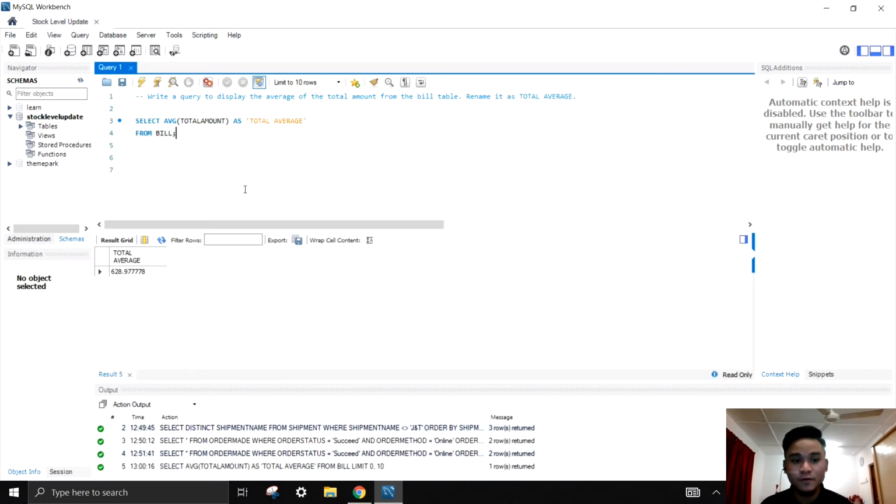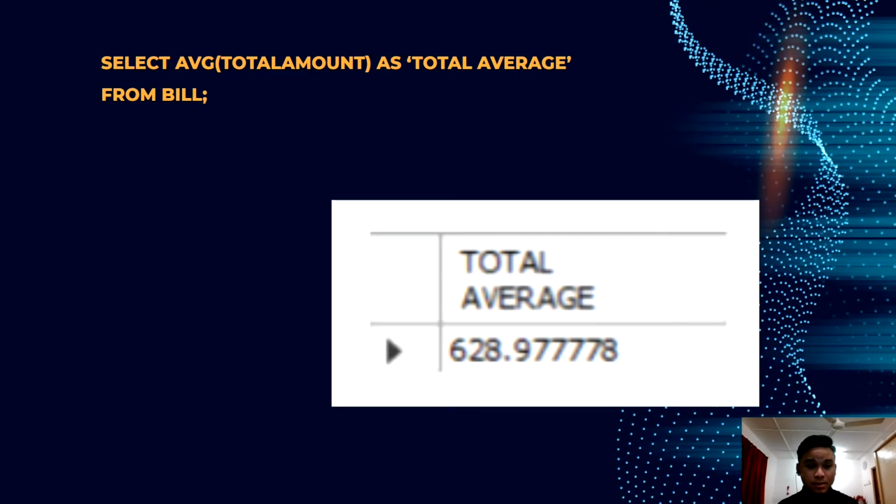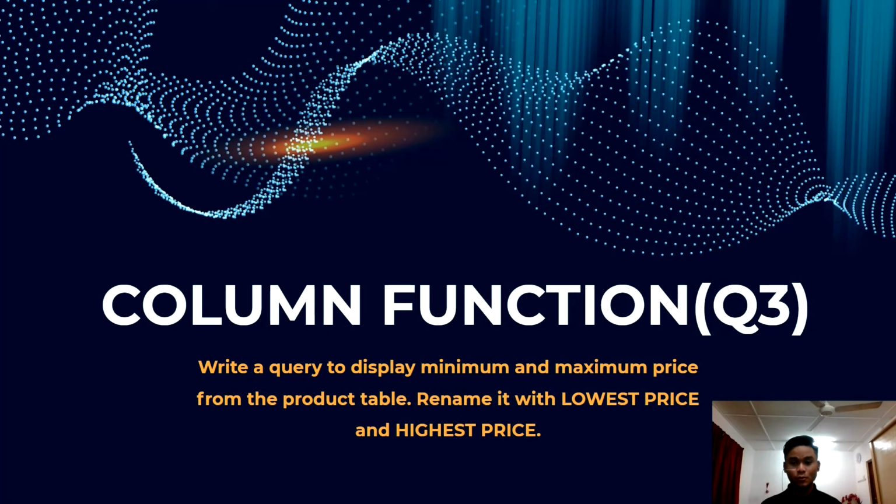So the total average for the total amount from the bill is here. Okay, so this is the queries that we are using. Select average total amount and as total average from bill, and so this is the output. Okay, so we proceed to the question 4, which is column function, question 3.